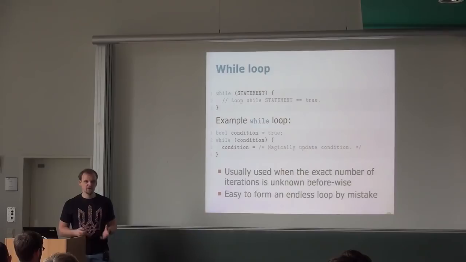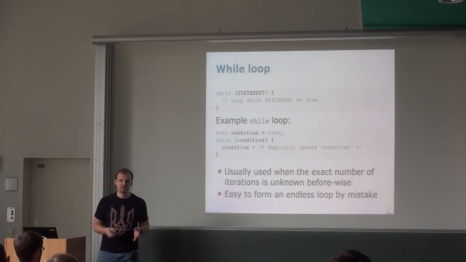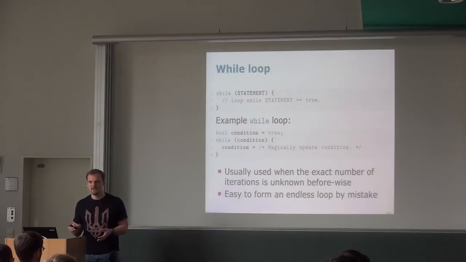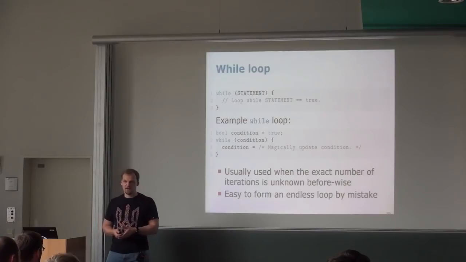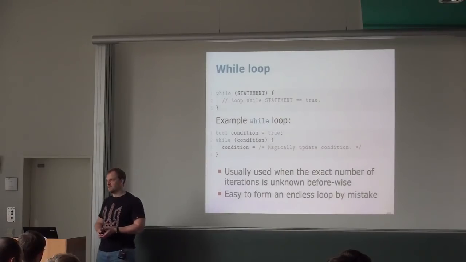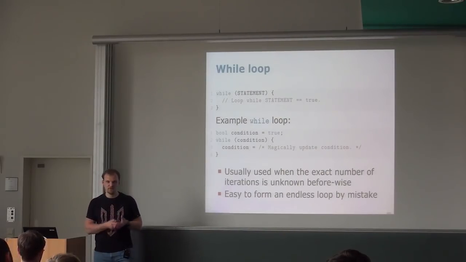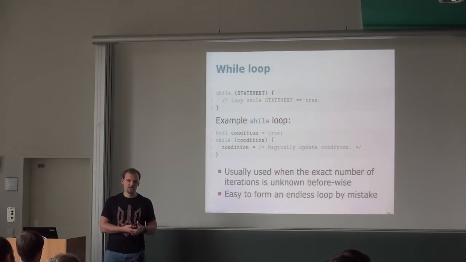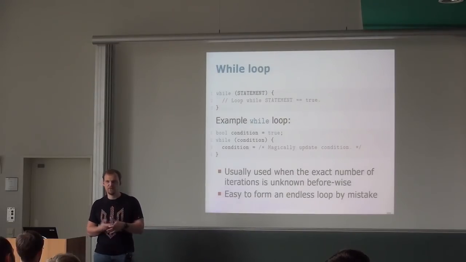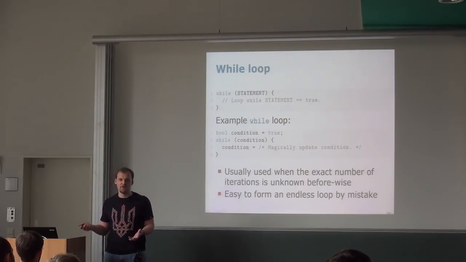It's usually used when you don't have an exact number of iterations that you need to do. You can do it many times, but you don't know exactly how many because it depends on some magic, and then you use while for that. The problem with while is that it can go into an infinite loop. So if you underestimated or overestimated your magic and your magic doesn't actually change the value ever to false, then this will loop forever.